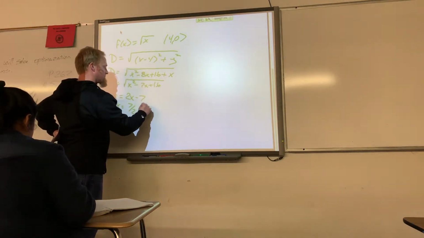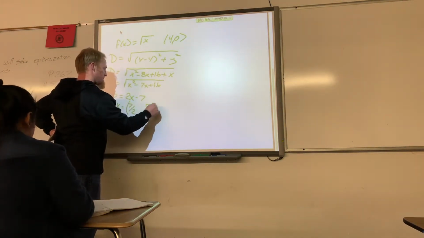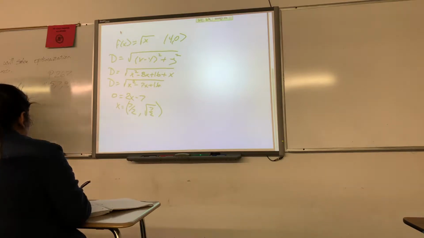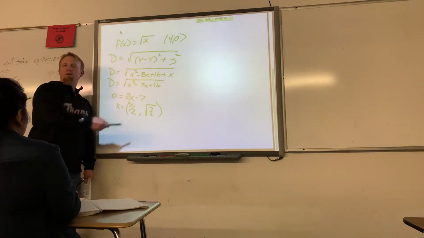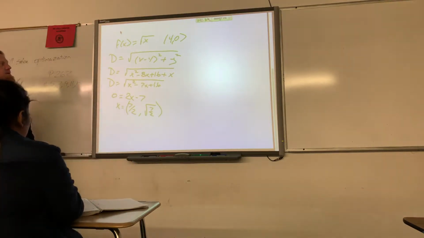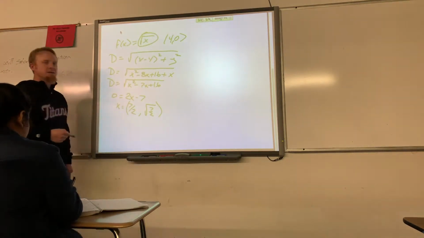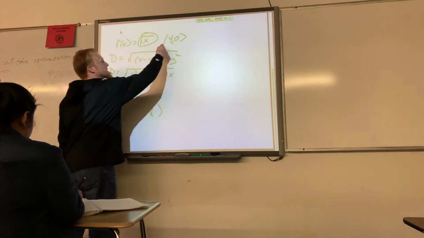You get like 1.871. So my point is (7 halves, square root of 7 halves). Raise your hand, please. What do I know about this point? Abby? On the graph of f equals the square root of x, that's the point that's going to be closest to (4, 0). Perfect, thank you.